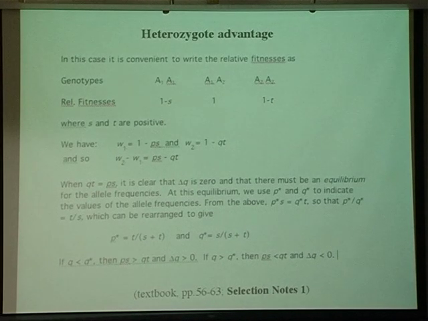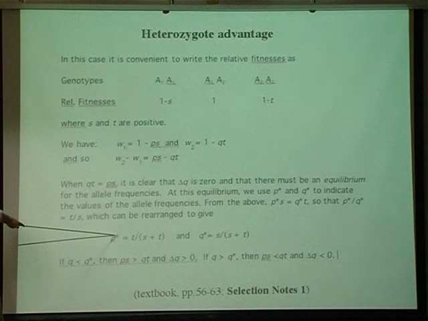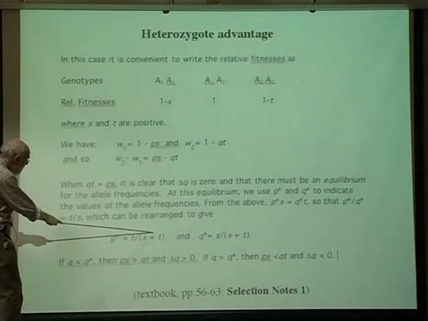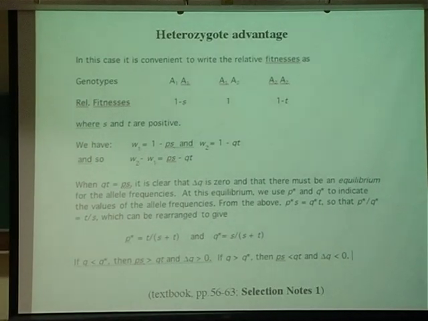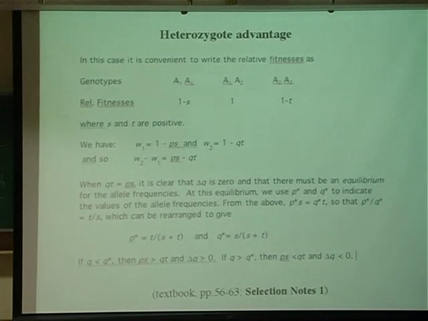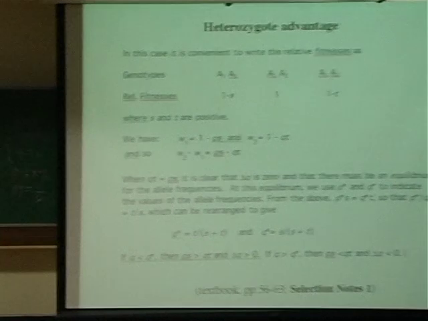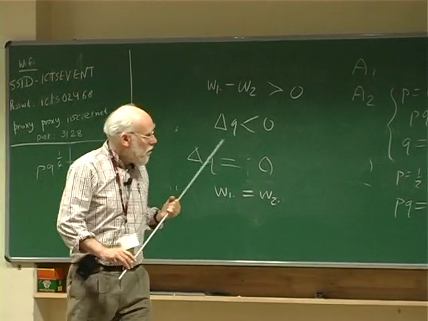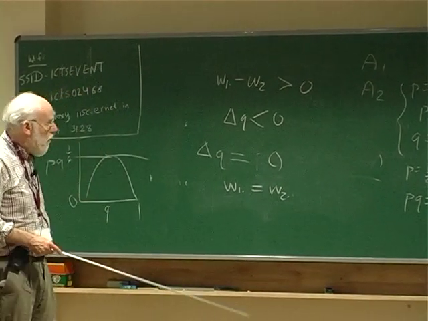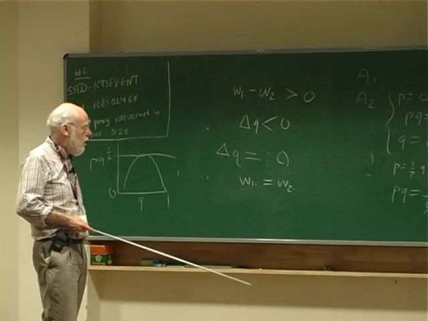And in fact, if you solve the equation delta Q equals 0, I'm not going to do the algebra, you get a very simple expression for the allele frequencies. The equilibrium frequency of A1 is T over S plus T, and Q star is equal to S over S plus T. So those are the equilibrium frequencies. That's the place where delta Q is equal to 0. Here we've solved it by setting W1 equals W2 and asking what values of P and Q give you that result. And of course, P star is equal to 1 minus Q star.